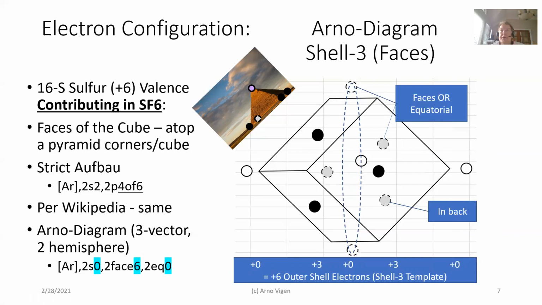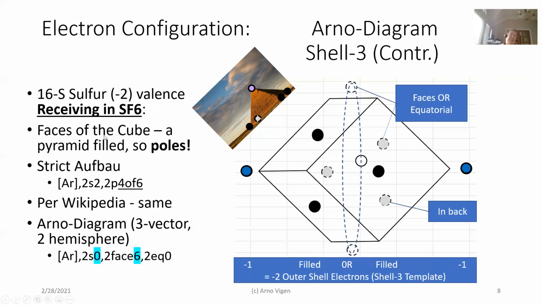So what happens with that? So this is the electron configuration using the same Arno-Dot-Diagram, shell 3 as receiving. So this is, in this case, the pyramids are full, but I still have 2 positions. So what's left open is those 2 at the poles. So these are full, and that's your receiving blue positions. So it becomes a polar bond.